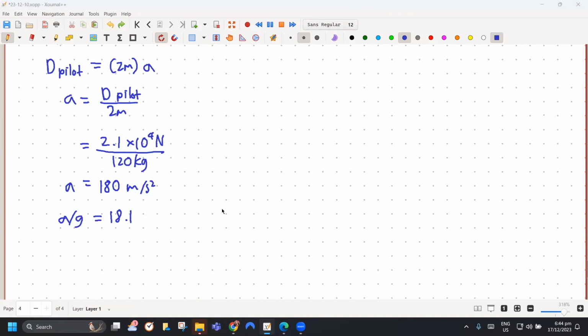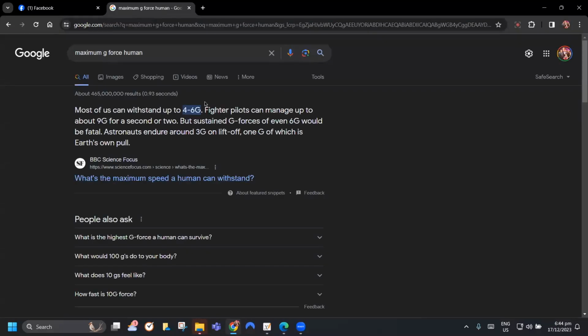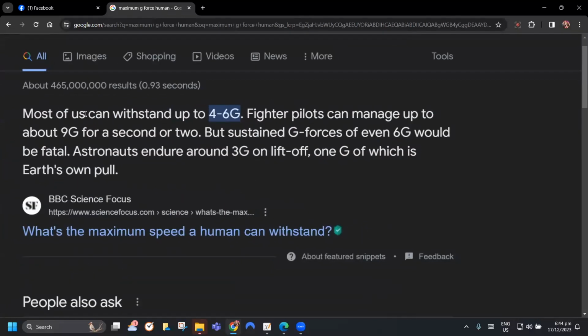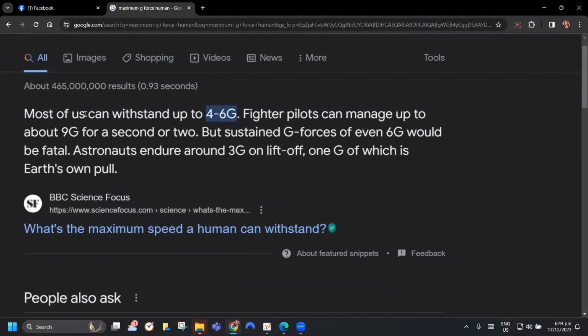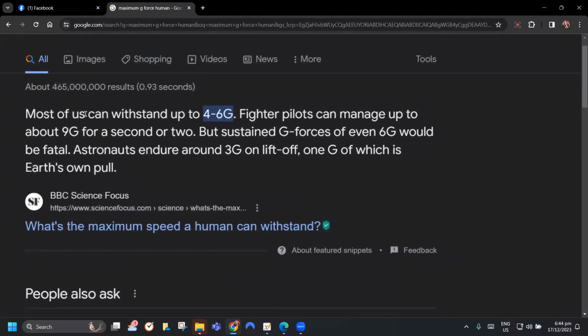What's the maximum a human can handle? 46 g? Okay, so for pilots, about 9 g. Fighter pilots can manage up to about 9 g for a second or two.